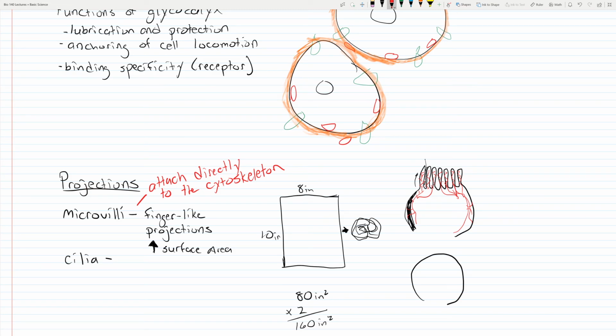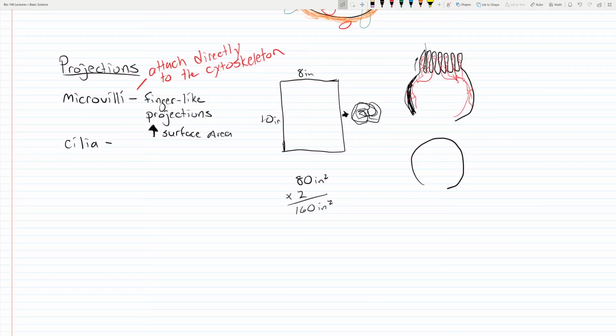It's more important to be able to recognize them if I show you a picture of them, and I'll show you pictures of them in lab, and know that they just increase absorption. They increase the surface area. They don't move. There's no movement. Okay, so now moving on to cilia.